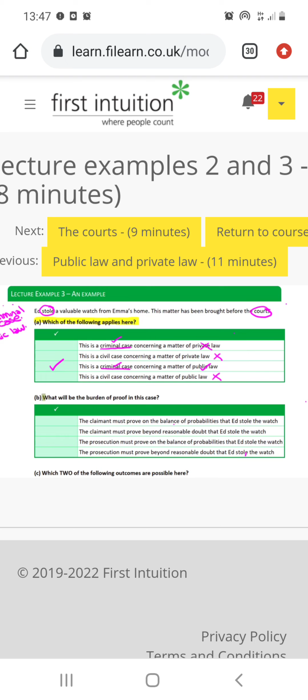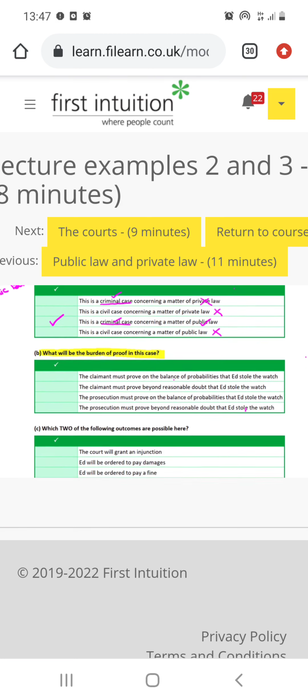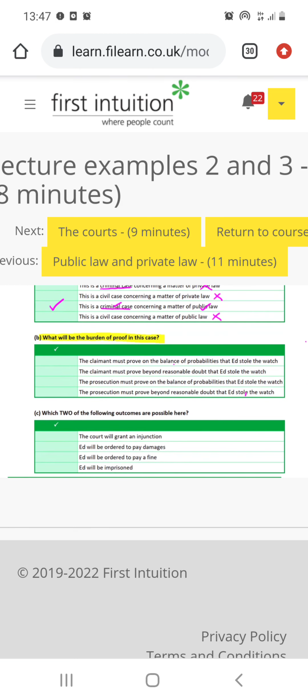In part B here, they're asking us what will be the burden of proof in this case. So what happens? What could the outcome be? And with a criminal case in public law, guilt has got to be shown beyond all reasonable doubt. So we can spot these in answer 2 and in answer 4. So we can rule out answers 1 and 3 in this situation.